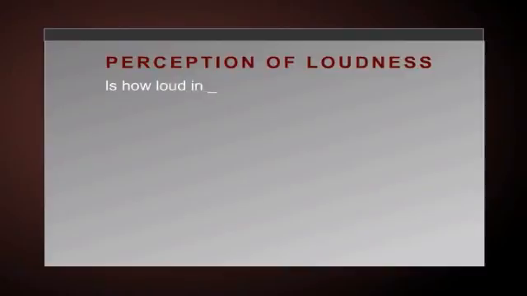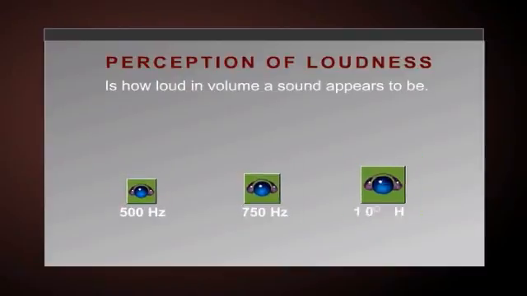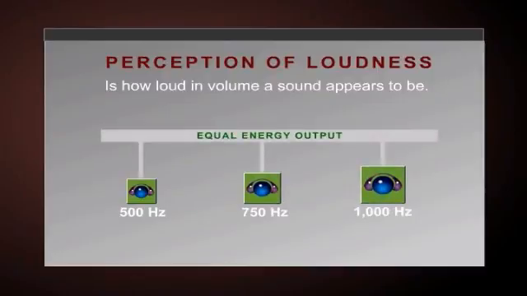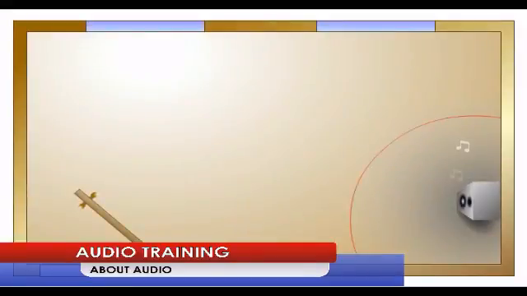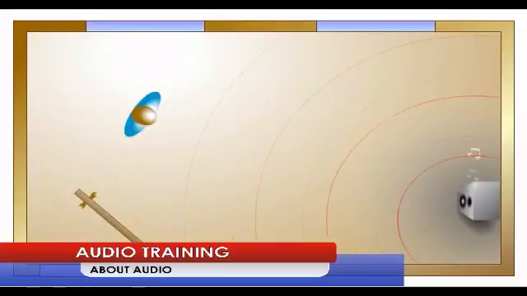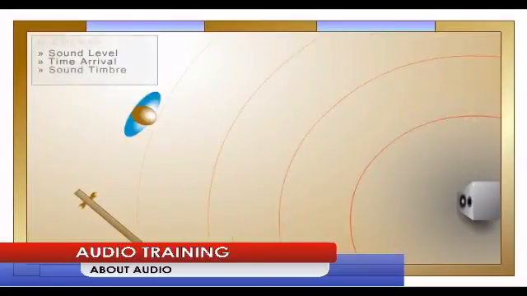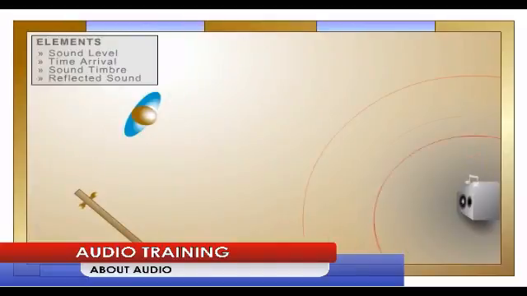Perception of loudness is how loud in volume a sound appears to be. This is important because a sound's apparent volume and its actual power or energy are not always the same. The ears and brain work together to estimate the distance of a sound source. The overall level of a sound, the time arrival, the timbre of the sound, and the ratio of direct to reflected sound within a space are the elements required for the brain to perceive the distance of the sound source.